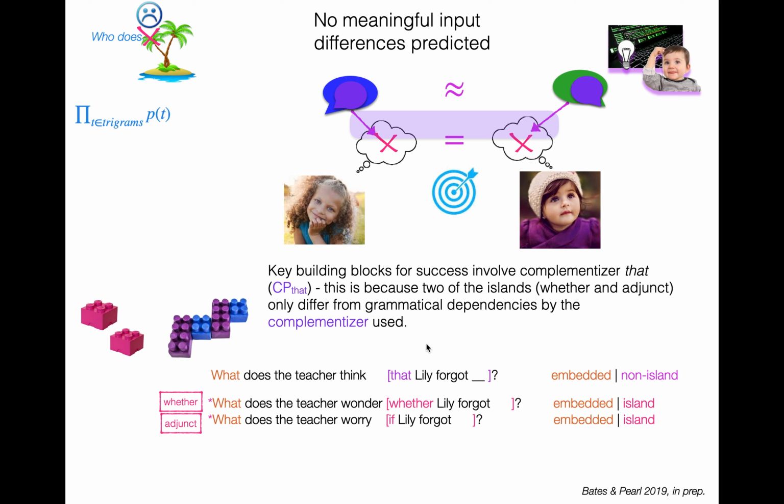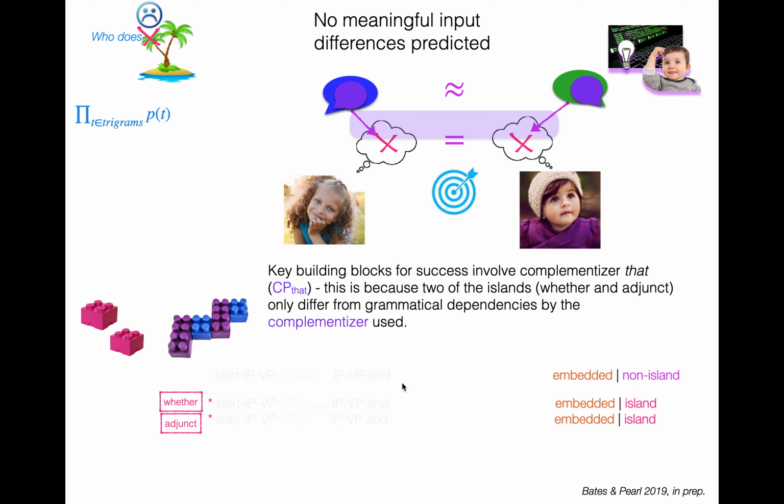And this is because two of the islands, whether and adjunct islands, only differ from grammatical WH dependencies by the complementizer used. You can see this here. What does the teacher think that Lily forgot is the grammatical dependency. It's an embedded dependency, a non-island structure, versus our embedded dependencies with the island structures really only differ, and the verb, of course, as well, but the structure itself by the fact that it's whether Lily forgot or if Lily forgot, right? So you need to realize that CP that is grammatical, but CP whether and CP if, not so much. That means you need to encounter CP that in your input, right?